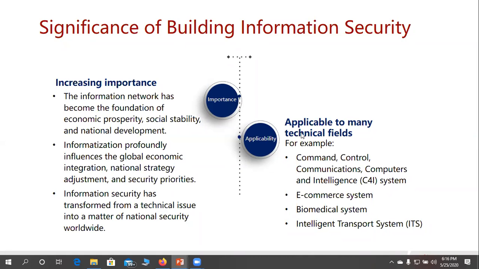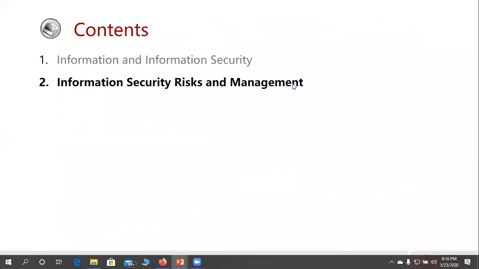Applicable to many technical fields: command, control, communications, computers and intelligence systems, e-commerce systems, biomedical systems, intelligent transport systems. All these use technology, and therefore they must be protected at all cost. So you can see the importance of information security.